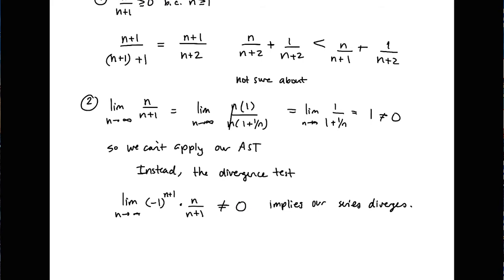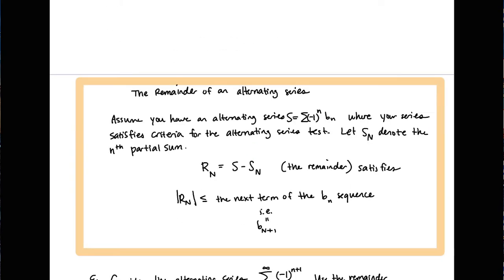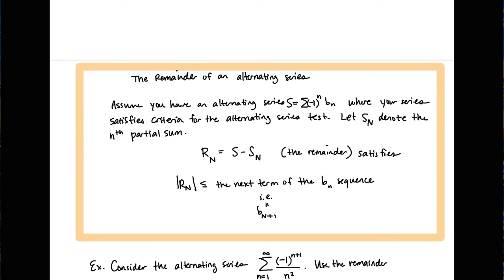So now let's take a look at these alternating series, a property that they have called the remainder. So a nice property of alternating series is that, let's say we're trying to find the remainder, which is how far off the sum is from your nth partial sum. So assume you have some alternating series, and we'll call the sum S, where our series satisfies the following criteria. We're going to let S sub capital N denote the nth partial sum. And we will define R sub n to be the remainder, which is you take what the series converges to and you take the difference from the nth partial sum.